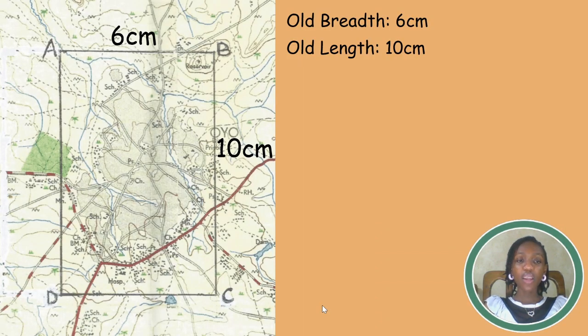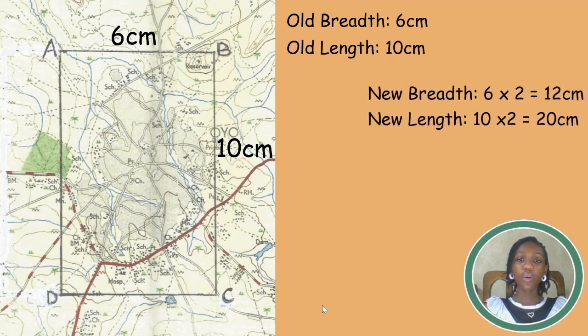Now here I just enlarge box ABCD. Recall as we earlier calculated, we're enlarging the map by a factor of 2. And hence the new breadth and length will be 12 centimeters by 20 centimeters. And so now we can answer question A, which is to draw the outline of the box ABCD to the new scale of 1:25,000.